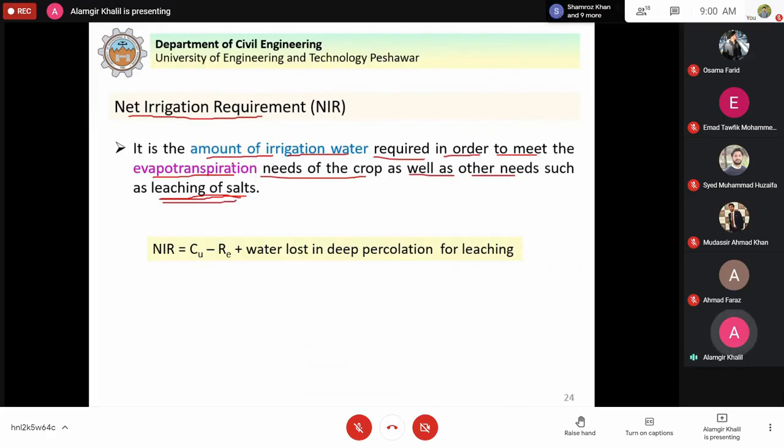So net irrigation requirement is the amount of irrigation water required to meet the evapotranspiration needs of the crop as well as other needs such as leaching of salts. It is consumptive use minus effective rainfall plus water lost in deep percolation for leaching.